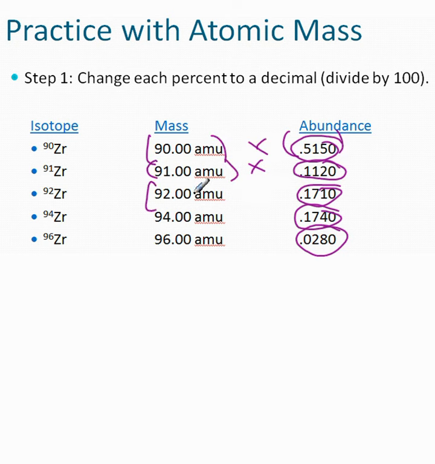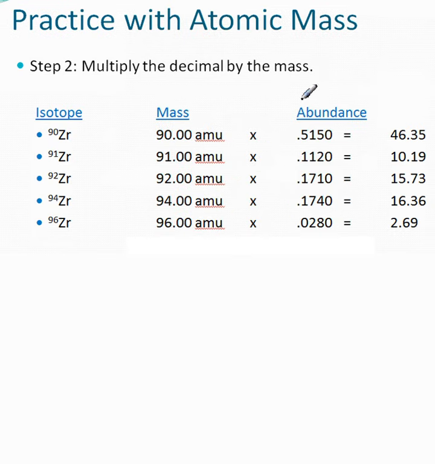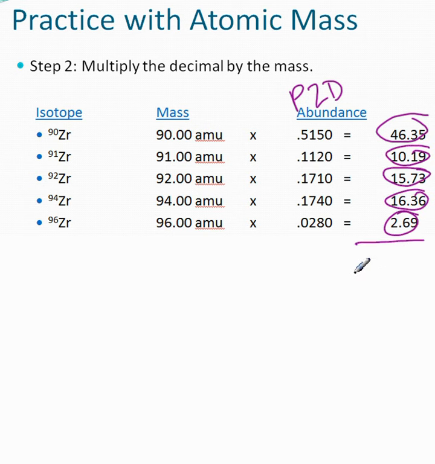And the last step, after you multiply them, here we go right here. These are after the AMU times the percent changed to a decimal, P to the D. You get this number, this number, that number, and that number. The last step is to add them all, sum them up, and you get the average atomic mass.